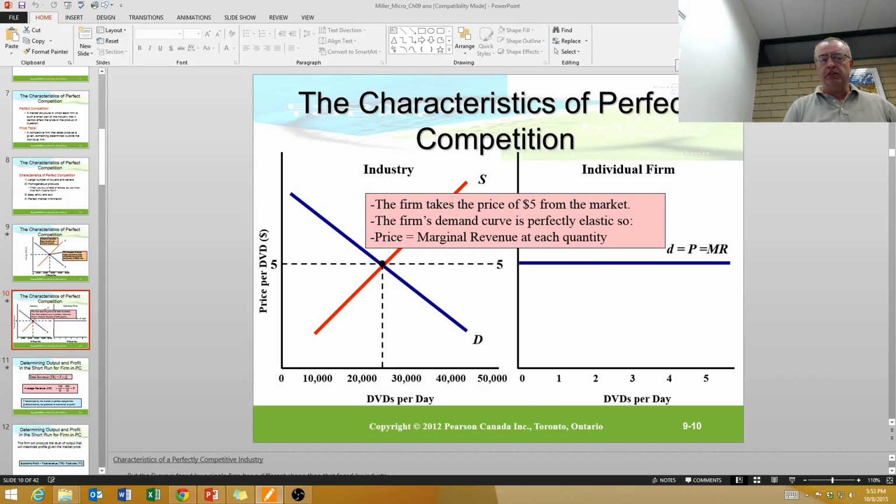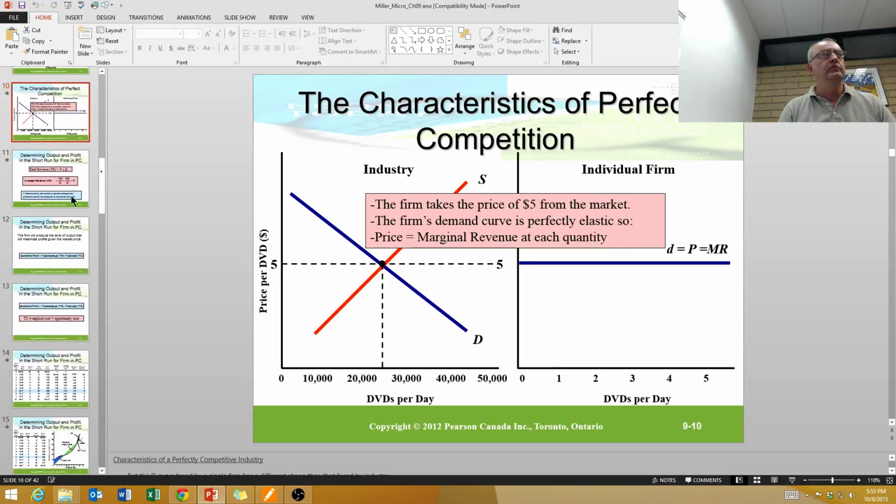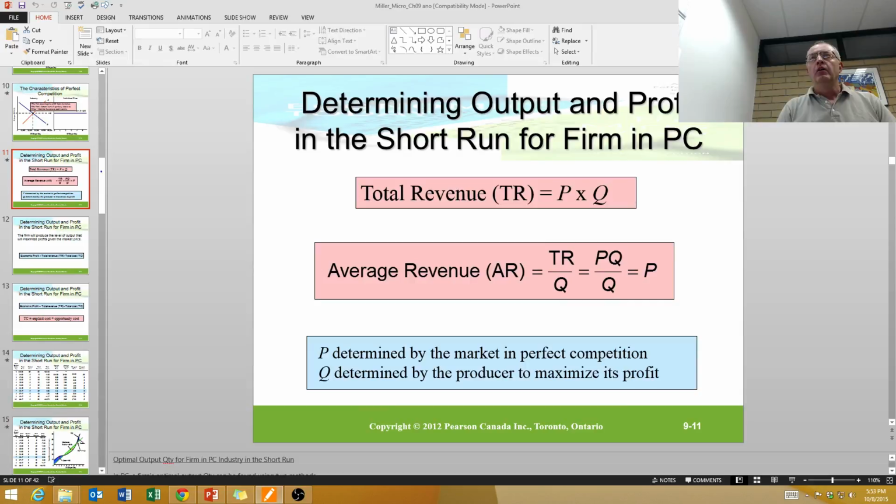Okay, so the next little section looks at the optimal quantity of output that each individual firm should produce. Oops, just a sec here. Clicked the wrong one. Okay, we're good.